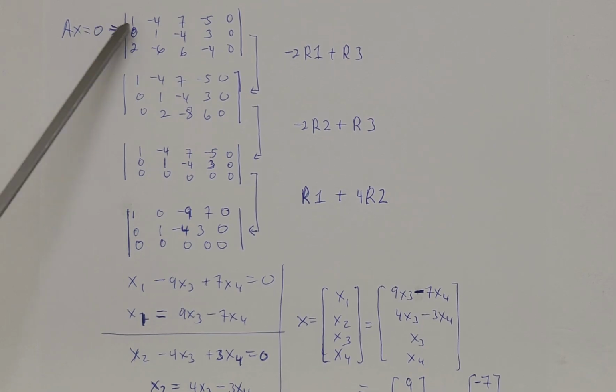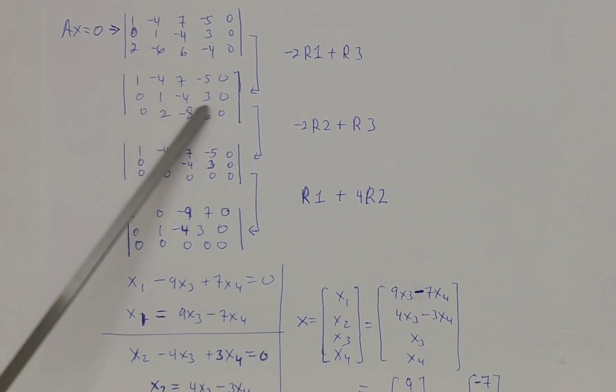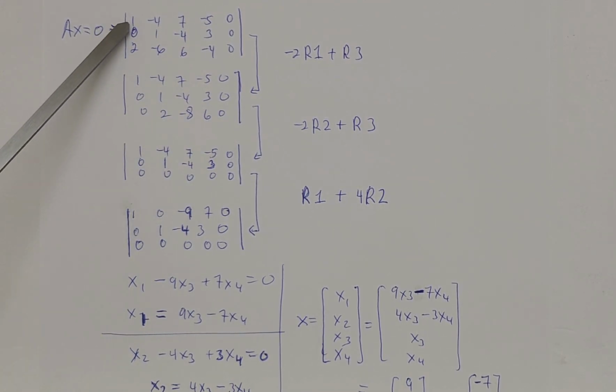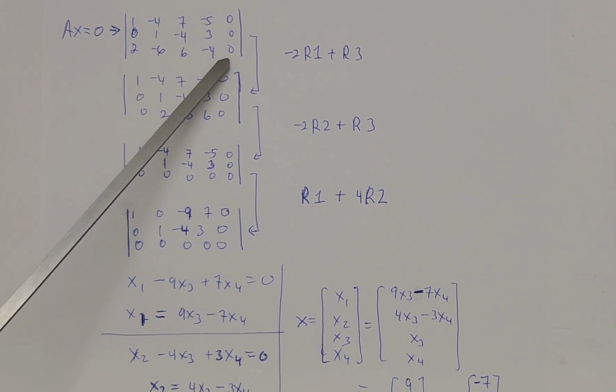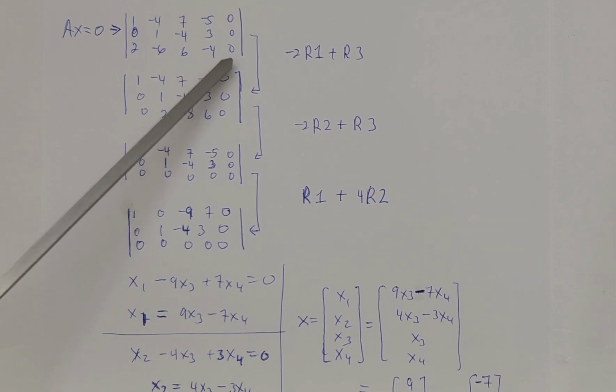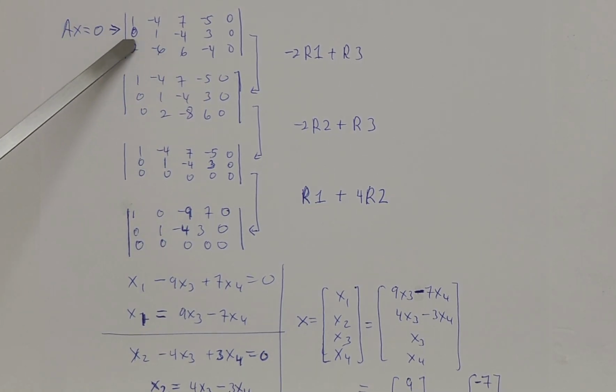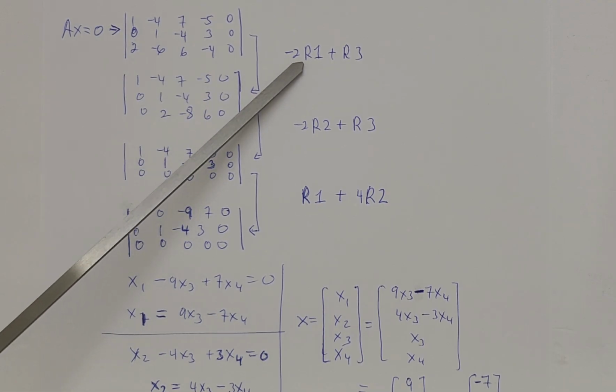Again, the first row and the second row stay as is because this is a 1, this is a 0. We're just changing the last row, which is row 3. The reason we're changing row 3 is because we need this 2 to become a 0. So the opposite of positive 2 will be negative 2.